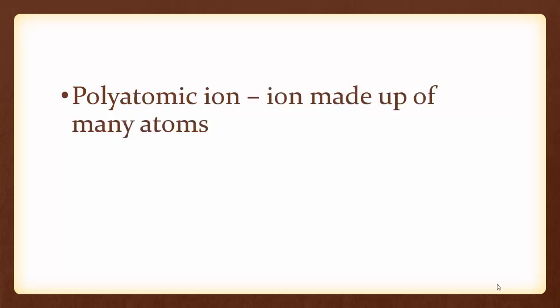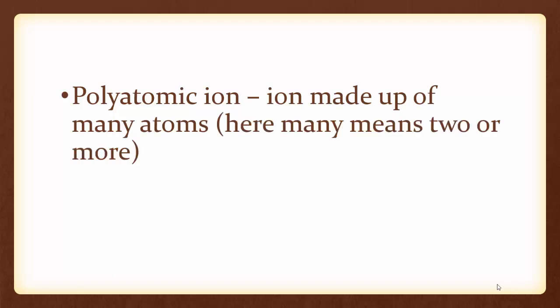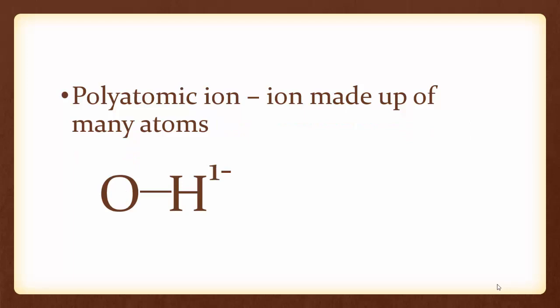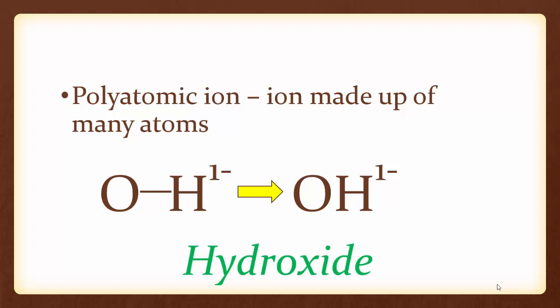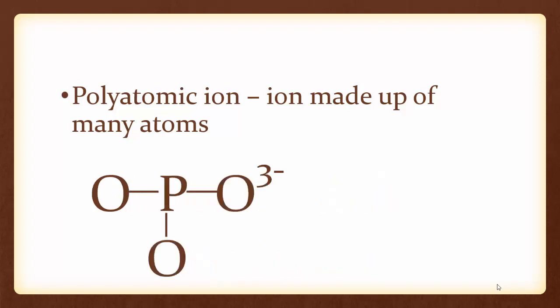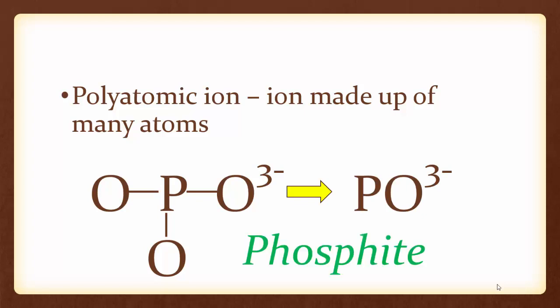Poly means many. Polyatomic, many atoms. A polyatomic ion is an ion made up of many atoms. Here, many means 2 or more. So for example, oxygen can be bound to hydrogen, and this would have a 1 minus charge. This would be written as OH 1 minus, and this is the hydroxide ion. Here you have 3 oxygens and 1 phosphorus. We would write this as PO3 3 minus, and this is the phosphite ion.